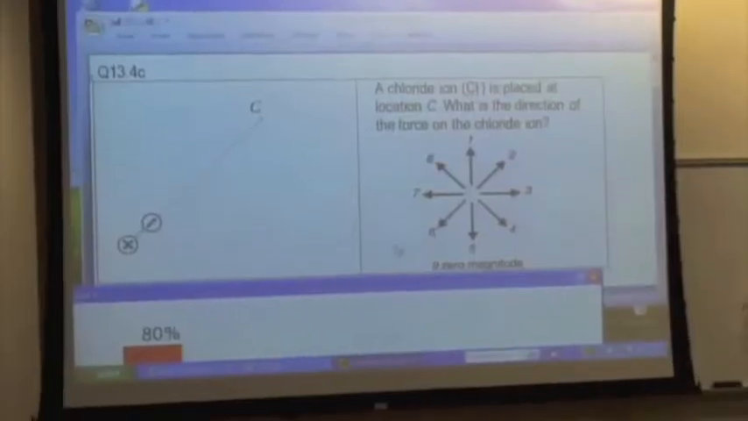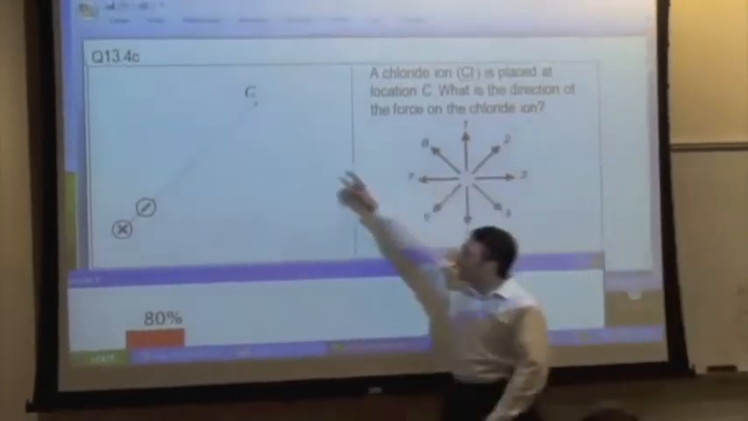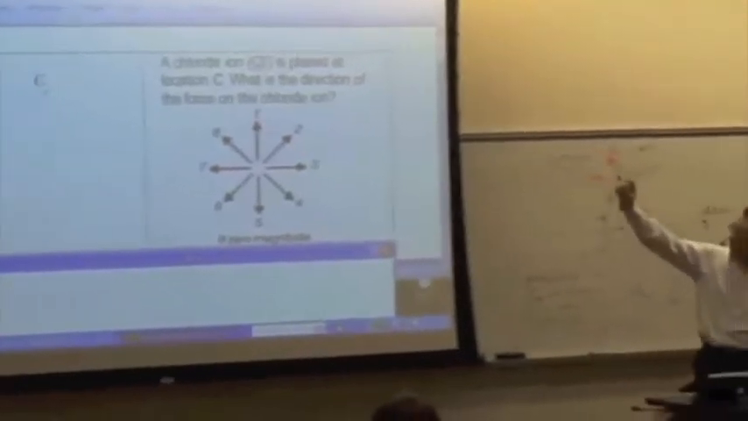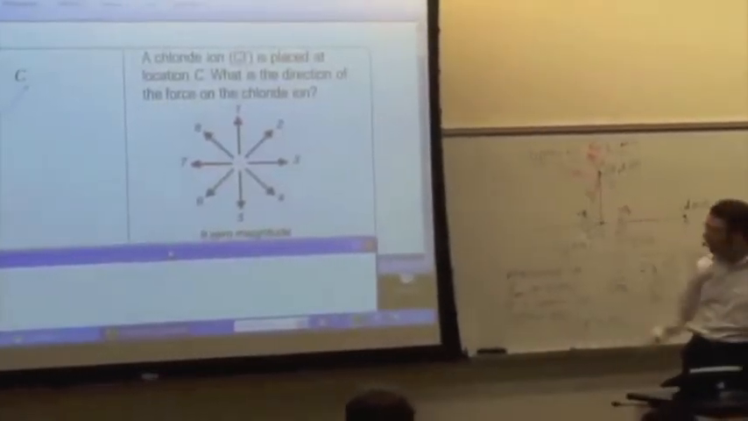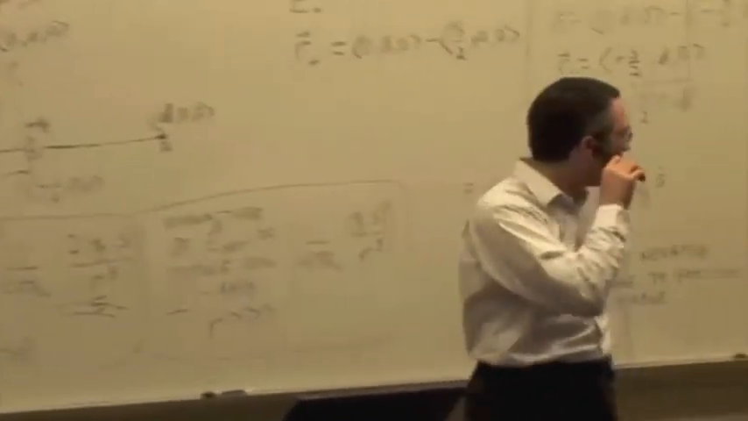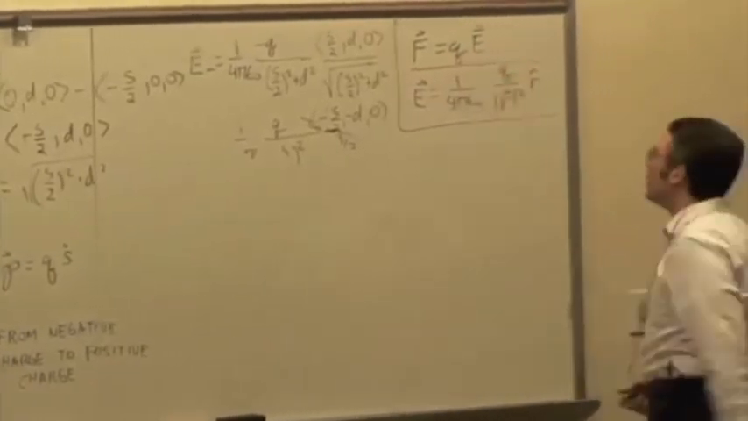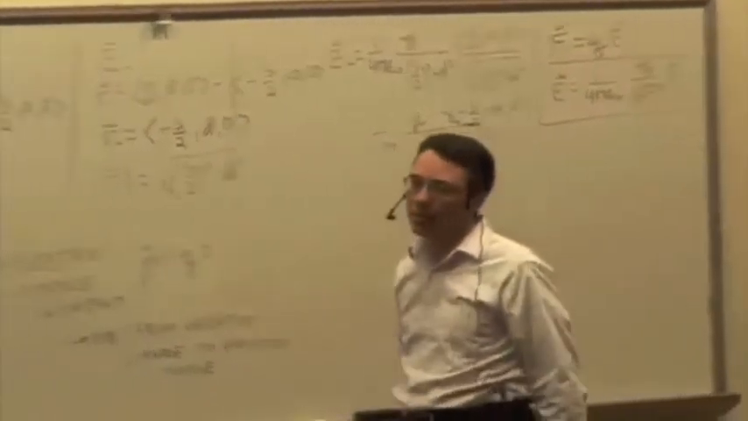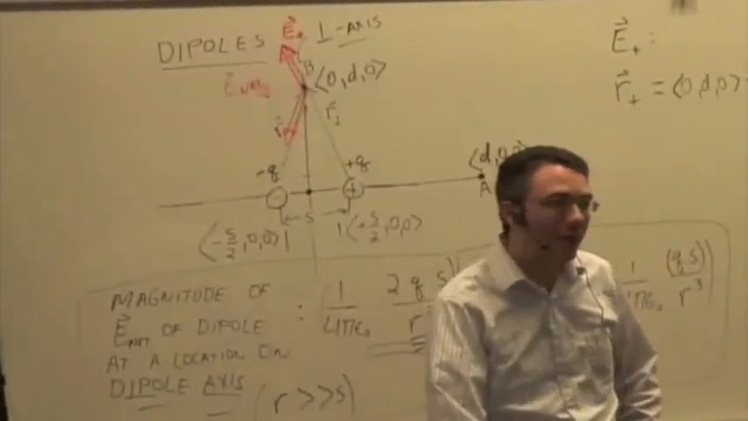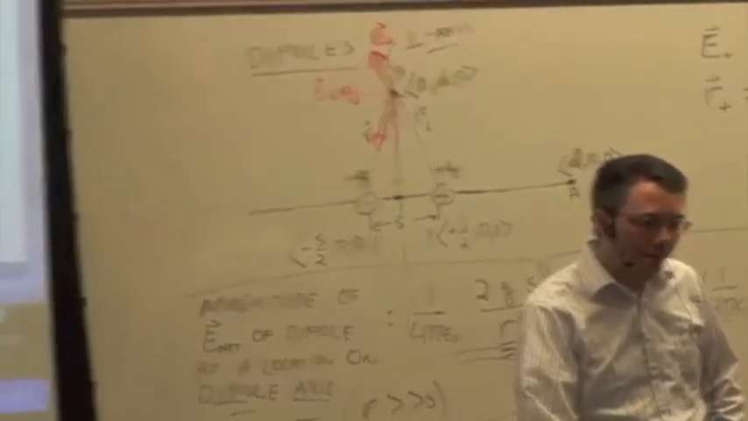Six is the direction of the electric field because the electric field is pointing towards the negative charge. But if you place a chloride ion, which has a negative charge, at location C, then the force is going to be in the opposite direction, right? Because F equals Q times E, you're multiplying a negative by the electric field, you get a force in the opposite direction. Okay, so answer number 2 is correct. Questions? Let's try another one.